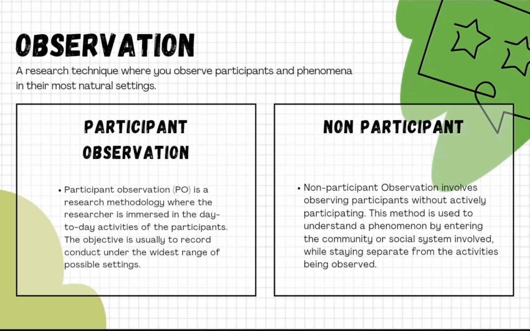Like what I've said earlier, participant observation is when the observer becomes a part of the group that is being studied. So this type of observation allows the observer to get a closer look at the group and their behavior. While when we talk about non-participant observation, this is the time when the observer remains outside the group and simply watches their behavior.